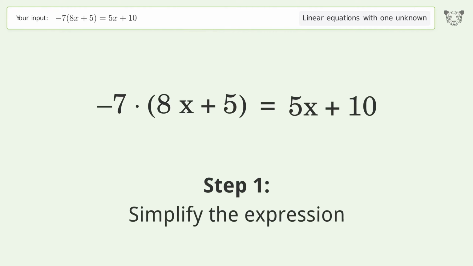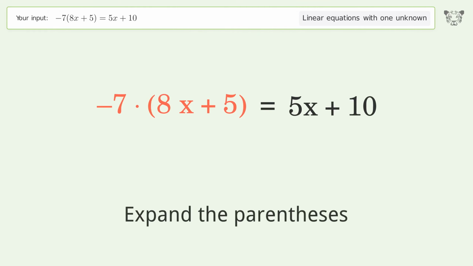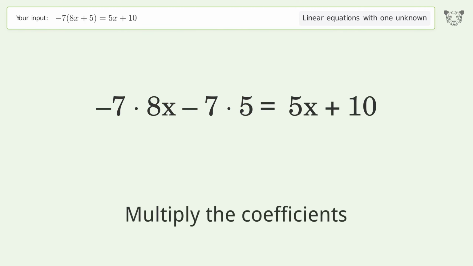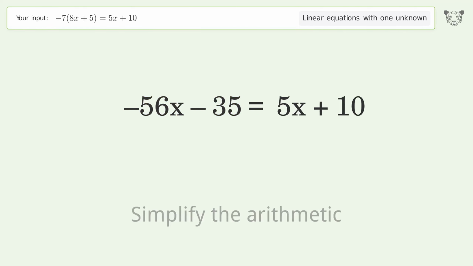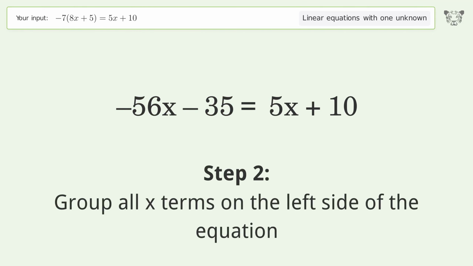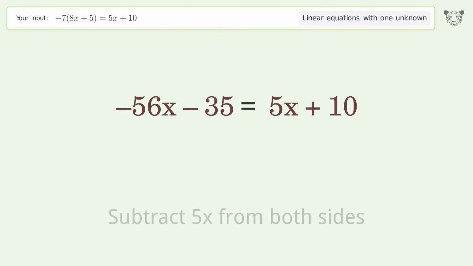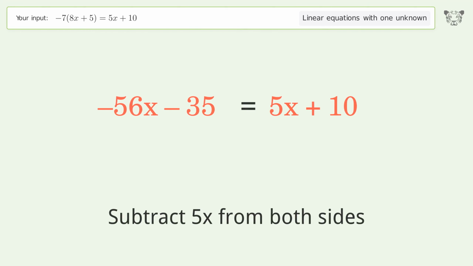Simplify the expression. Expand the parentheses. Multiply the coefficients. Simplify the arithmetic. Group all x terms on the left side of the equation. Subtract 5x from both sides.